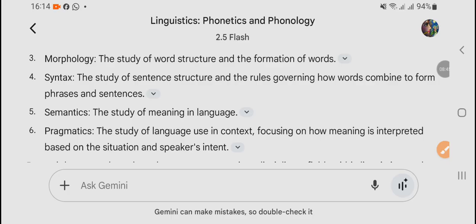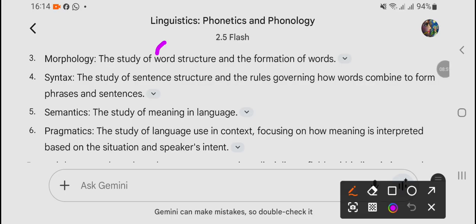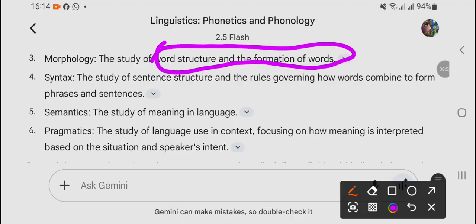Then next is morphology, the study of word structure and formation of words, how words are made and formed, right? This is the study of morphology. Morphology is the study of morphemes, right? So morphemes are words.